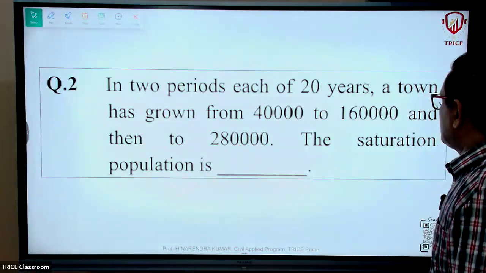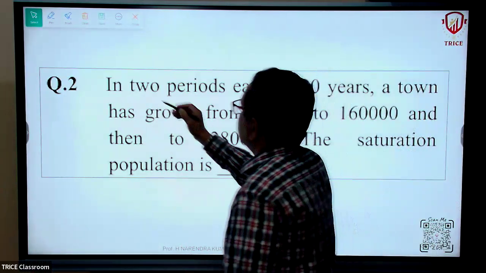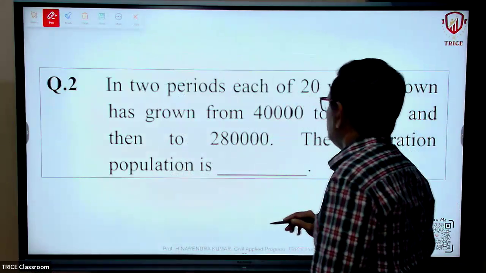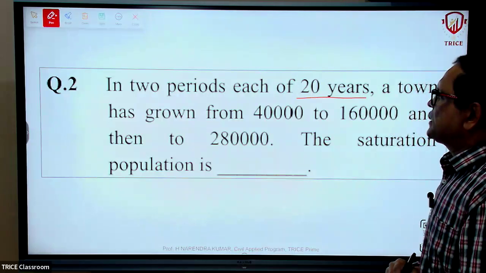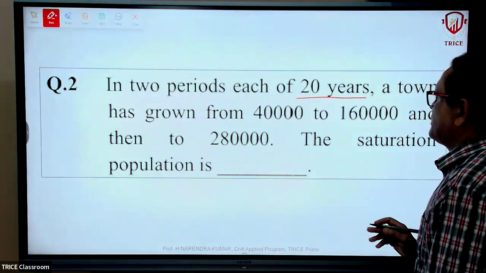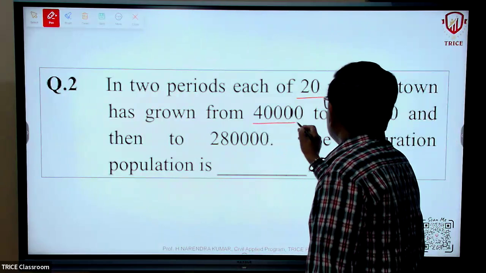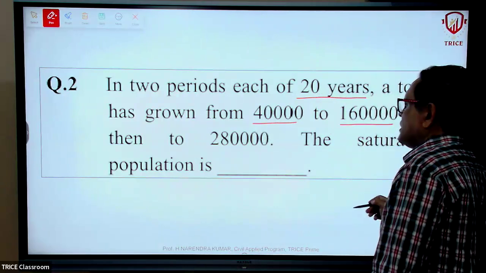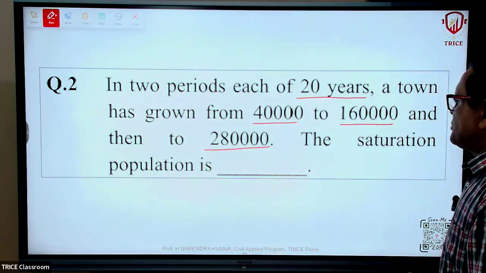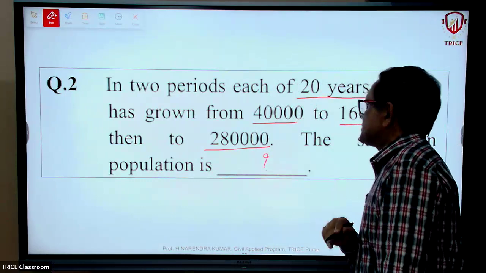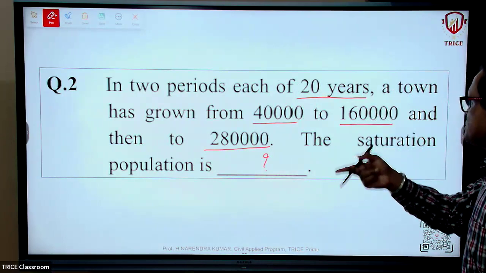Okay, next one is once again the saturation population, in 2 periods of each of 20 years. I don't know how many of you still remember your population forecasting methods. That is nothing but the logistic curve method. A town has grown from 40,000 to 1,60,000 and then to 2,80,000. The saturation population is question mark. There is no MCQ; once again, this is a conventional question. We need to solve systematically.